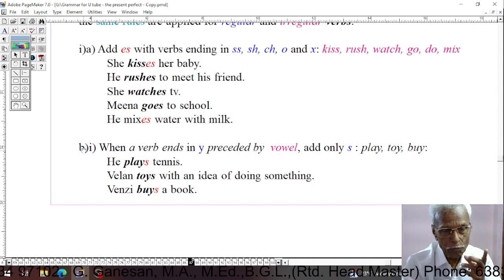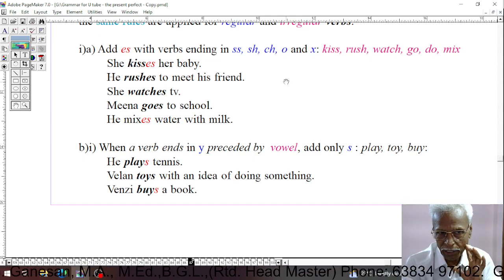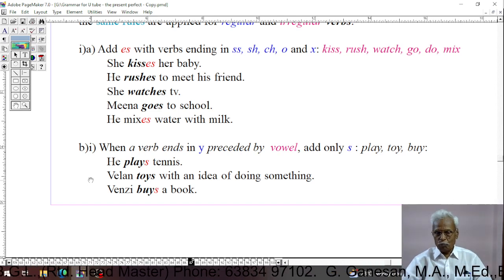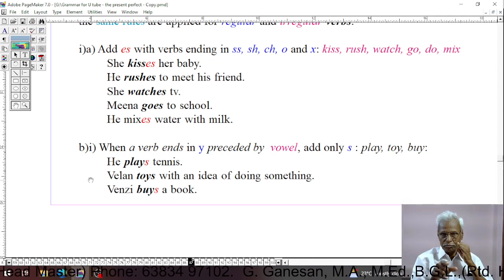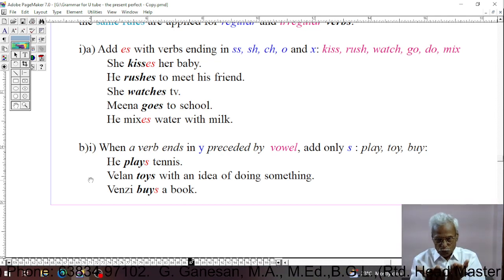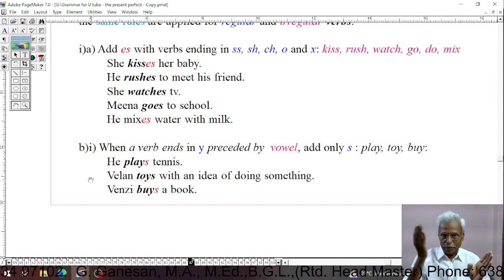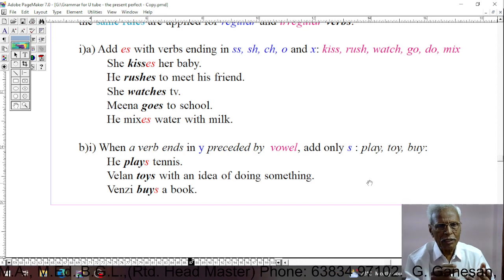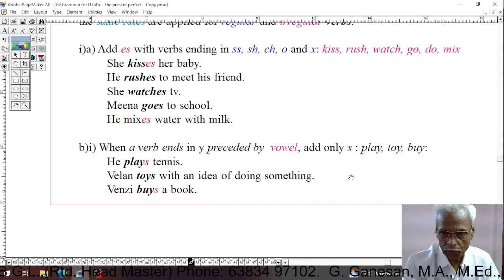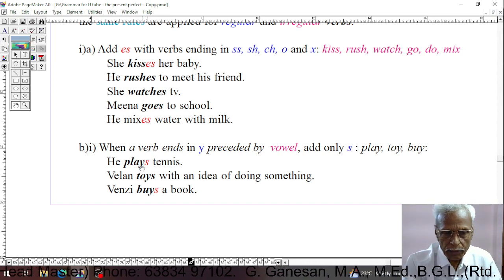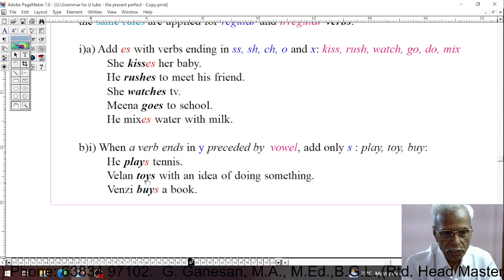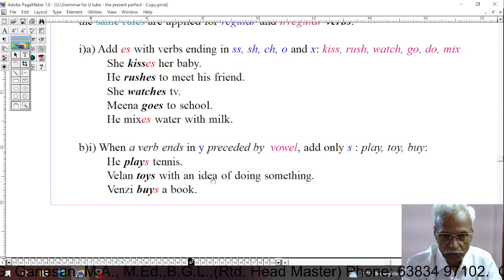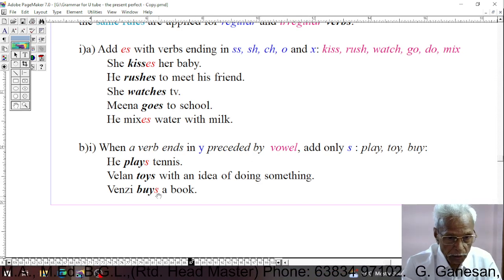That is rule 1A. Then in rule 1B there are two rules. Under 1B1, when the verb ends in y preceded by a vowel, add s only. You see, play; the vowels are a, e, i, o, u. Here it ends in y preceded by a: plays. Here preceded by o, here preceded by u. He plays tennis. Valen toys with an idea of doing something. Vernie buys a book.